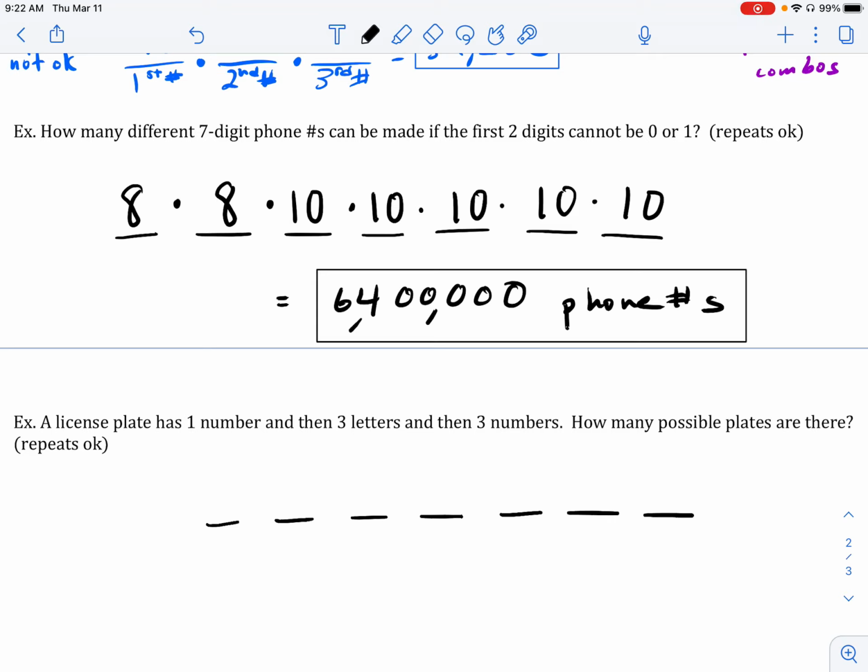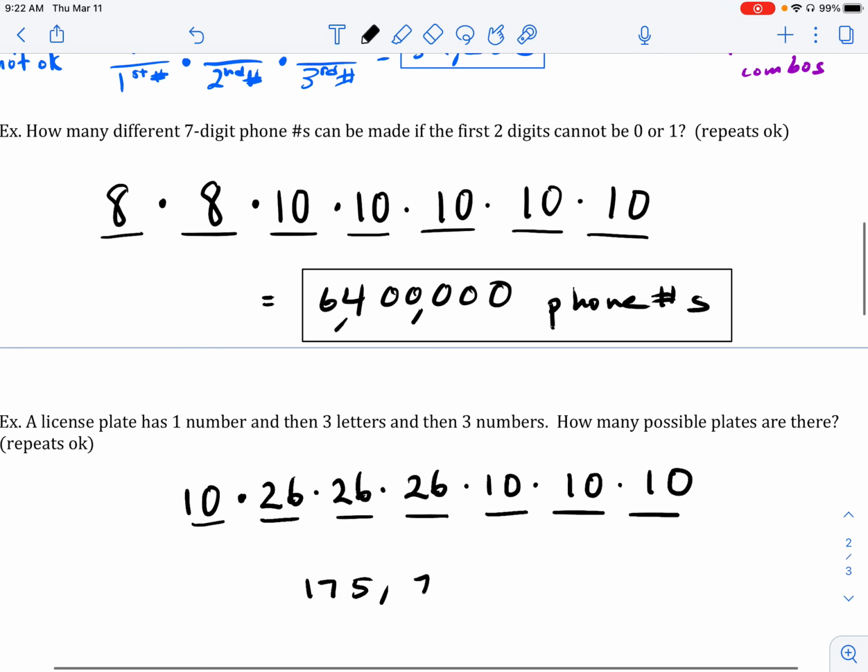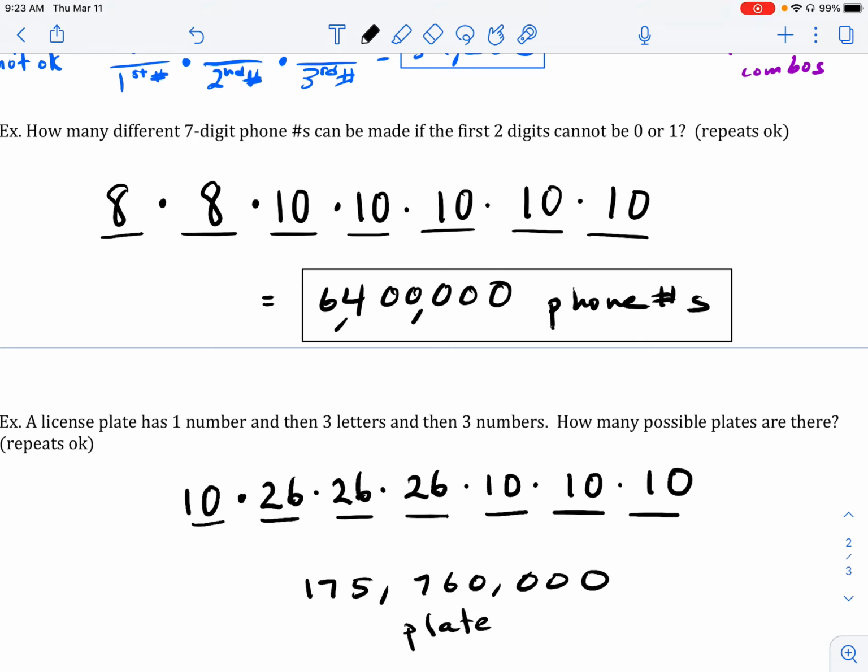Well, in the first spot, if you can have a number, then we just said from the previous round that means we have 10 different possibilities there. Now, if I'm going to choose a letter, how many letters are in the alphabet? Hopefully you know that. That's 26. That means in the next spot, since we can use the same letter again, we write 26 again, and then 26 again. And in the final 3 spots, since we're back to numbers, we would write 10 times 10 times 10. Multiply all those together, and you get 175,760,000 possible plates. And we'll go ahead and box that.